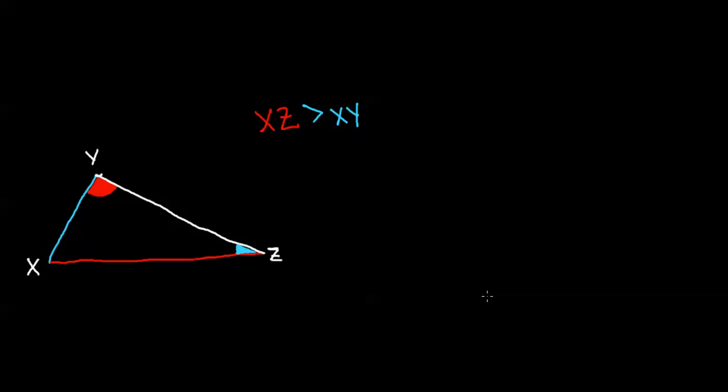The next theorem we're going to look at is theorem 5.10. The theorem states if two sides of a triangle are not congruent, then the larger angle lies opposite the longer side. So in our diagram, if XZ is greater than XY, then the measure of angle Y is greater than the measure of angle Z. So basically the larger angle is opposite the larger side, and the smaller angle is going to be opposite the smaller side.